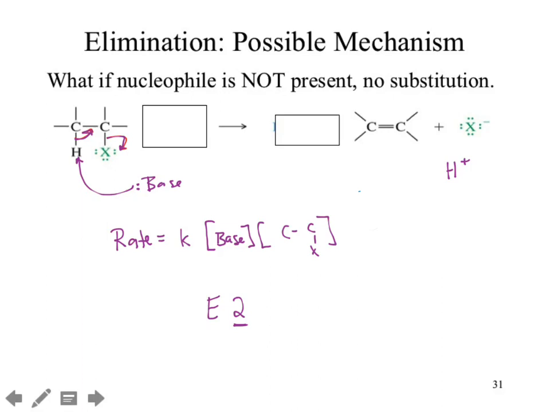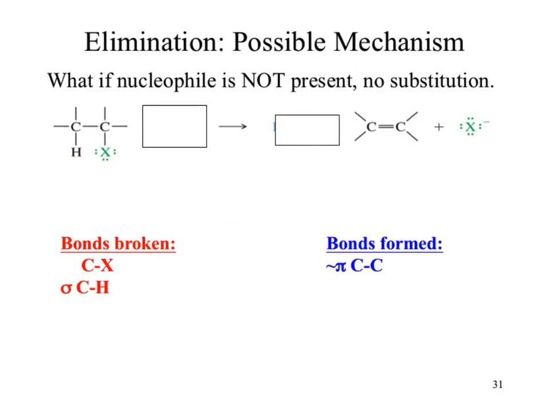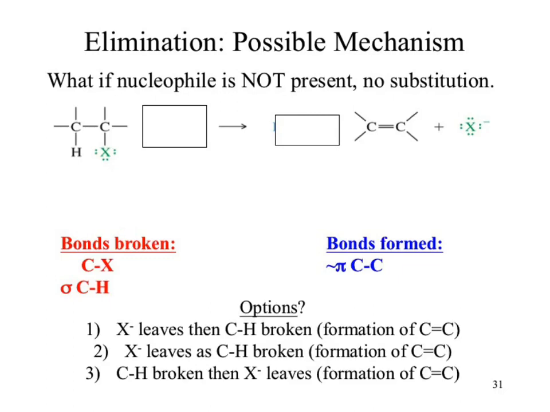Why did I not show the base outright? Because the other version of the mechanism doesn't need a base to remove the hydrogen. Okay? So it all comes down to what conditions you're running under. So we have to be concerned about what bonds were broken, what bonds were formed, and then apply all the rules that we've put together so far. Okay? There are all our options.